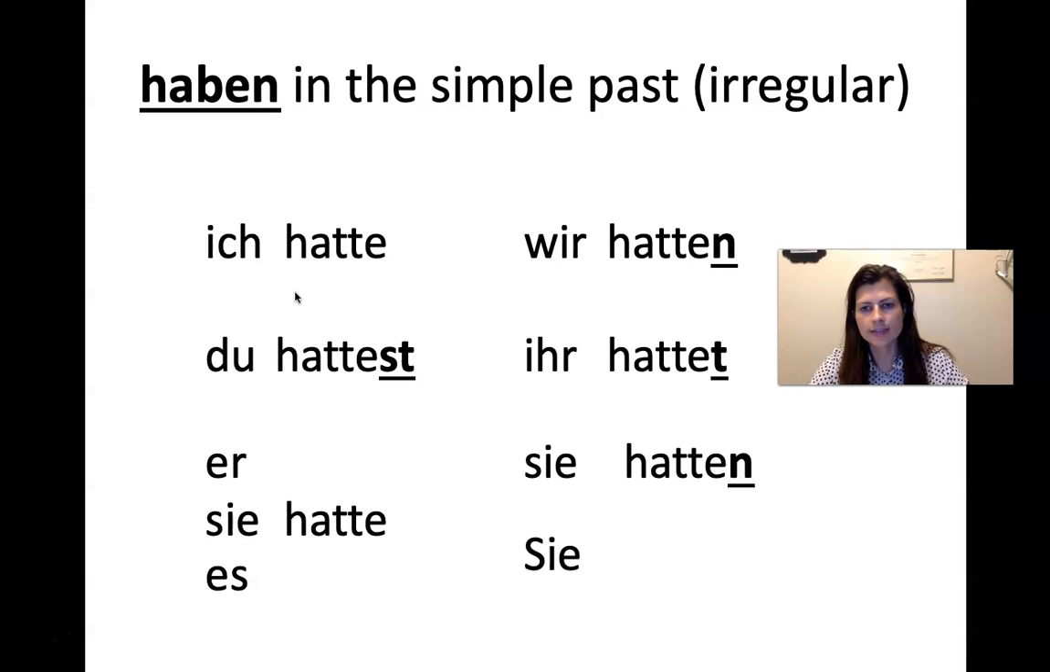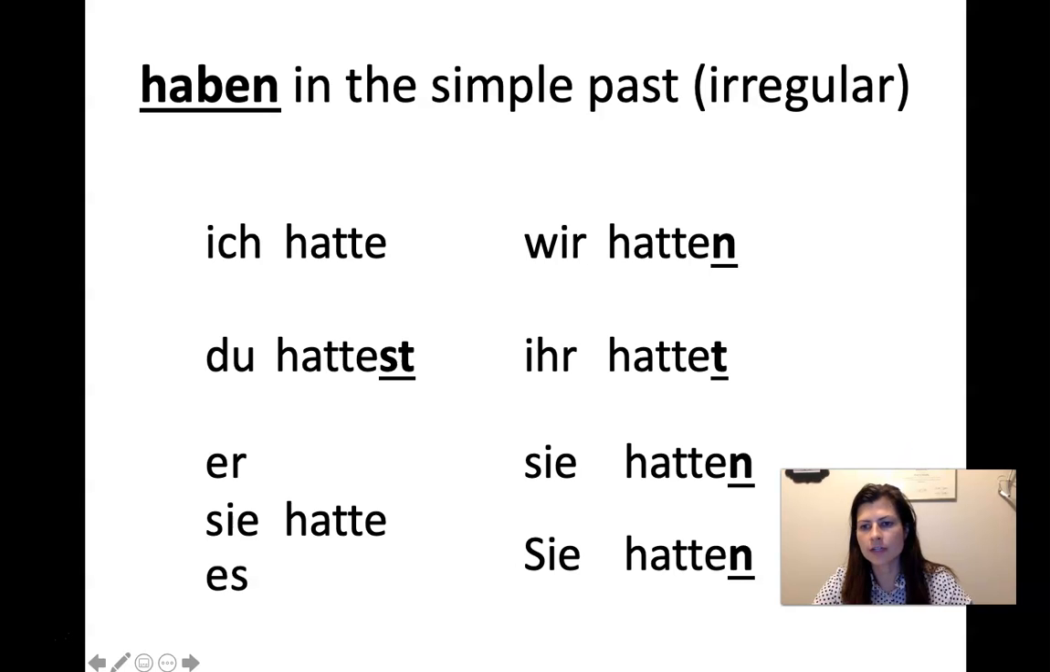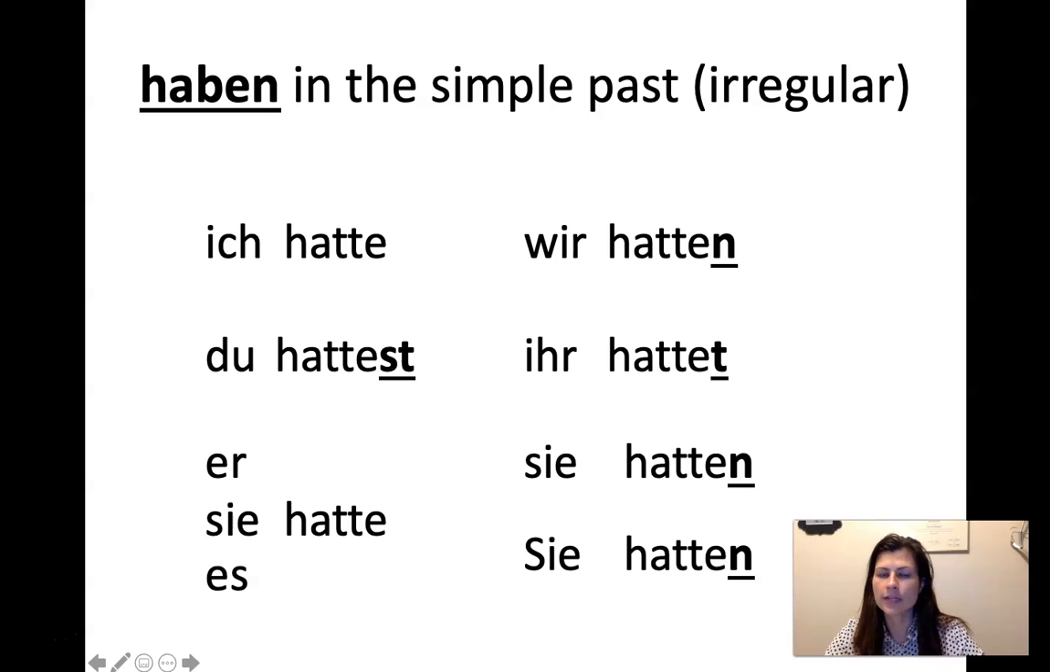Sie hatten. And sie hatten. So, of course, you remember your present tense, which would be ich habe, du hast, er, sie, es hat, wir haben, ihr habt, sie haben, sie haben. That's present tense, right? But now we're doing past tense, which is ich hatte, du hattest. So it's quite a different thing. And it's irregular, so it just has to be memorized.